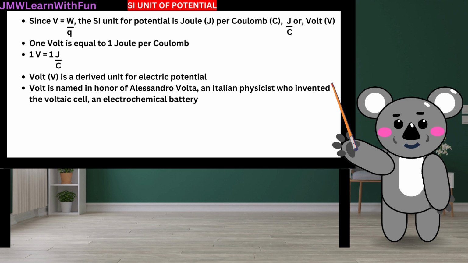Since V equal to W by Q, the SI unit for potential is joule, J, per coulomb, C, J by C or volt, V. 1 volt is equal to 1 joule per coulomb, 1 V equal to 1 J by C. Volt, V, is a derived unit for electric potential. Volt is named in honor of Alessandro Volta, an Italian physicist who invented the voltaic cell, an electrochemical battery.